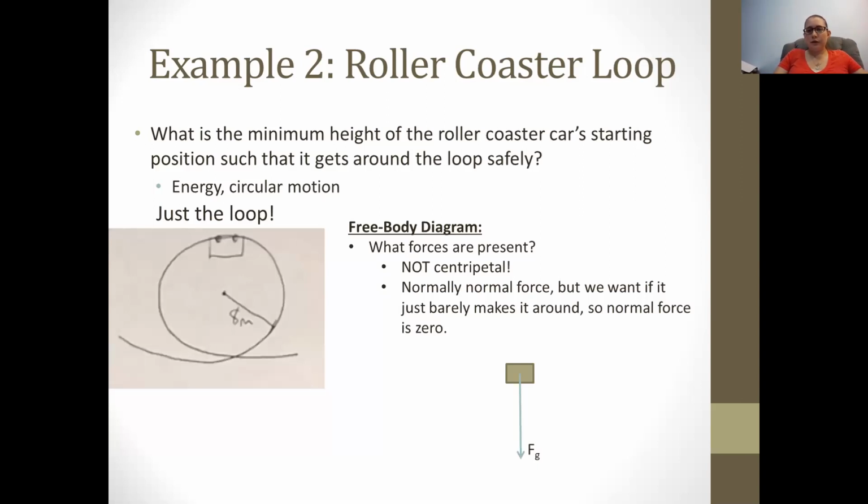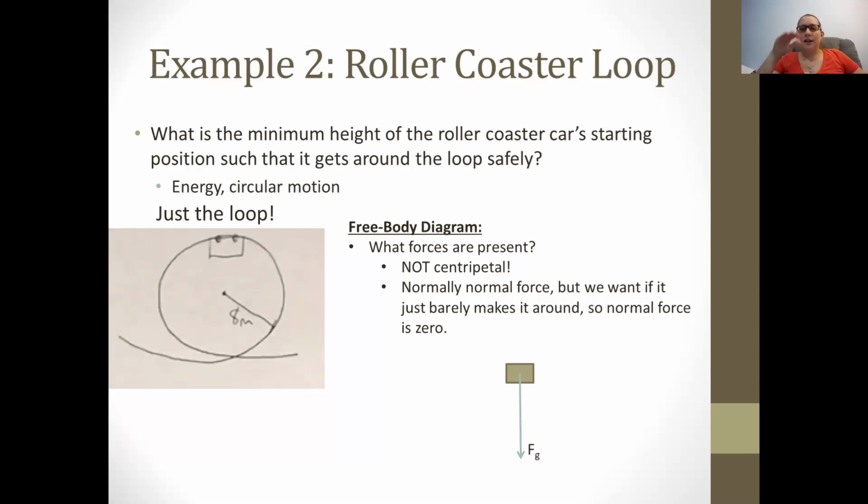Now we know we have the force of gravity pulling down because we always do when we're close to the surface of the earth. Centripetal force is a direction of a force. Centripetal means towards the center of a circle. It is not a kind of force that you would draw into a free body diagram. It is a direction of a force. Okay. And then normally we would have the normal force here as well.